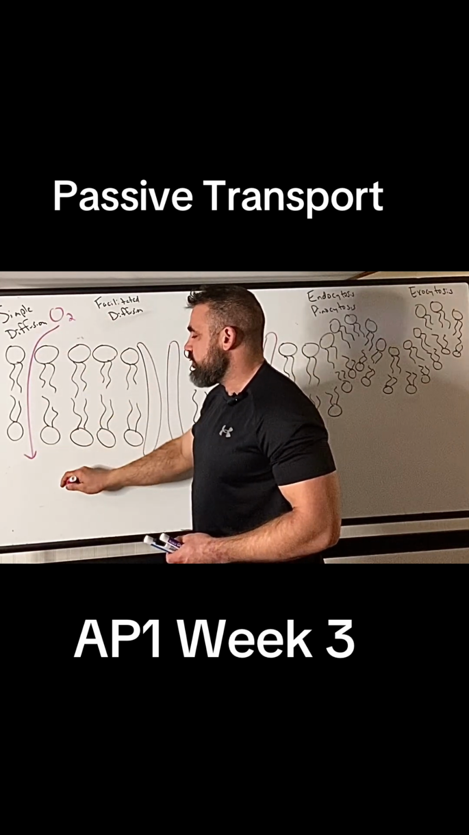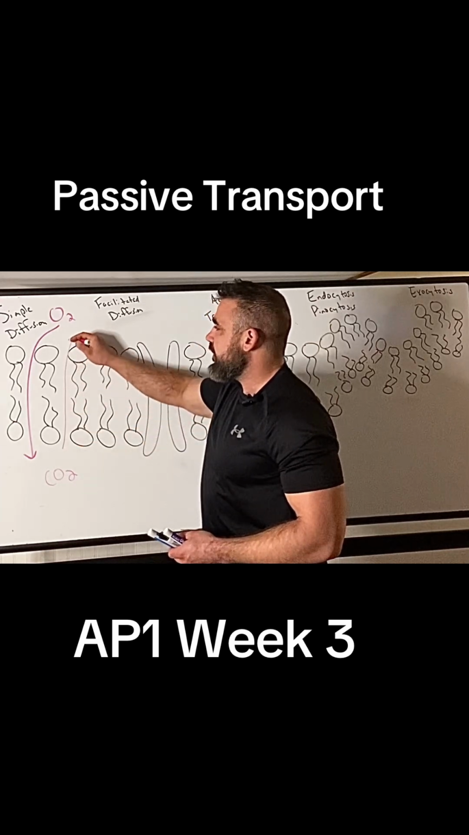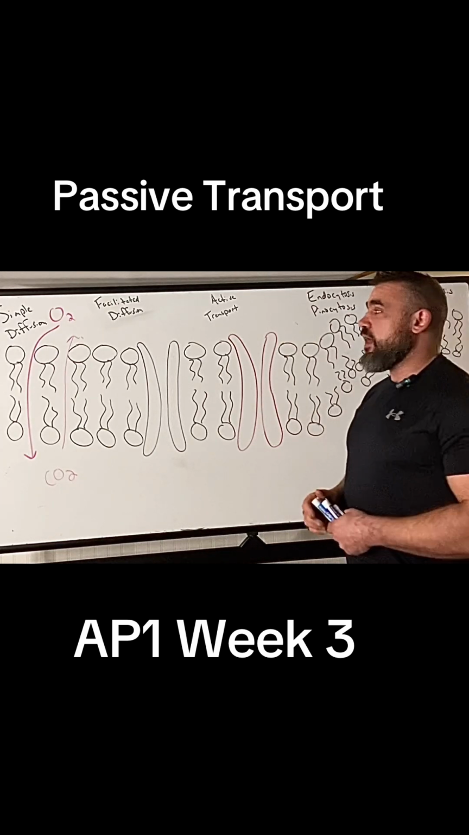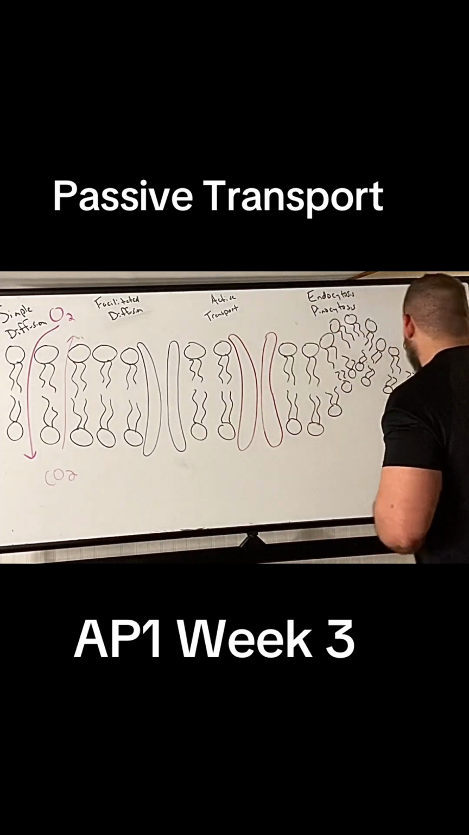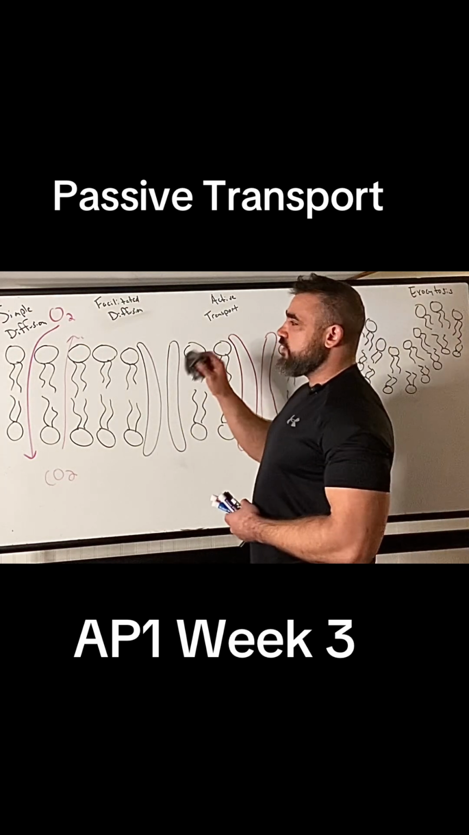And usually CO2 is generally moving the opposite direction, but it depends if you're in the tissues or the lungs. That's beyond the scope of this topic. Either way, they don't need a facilitator. They're moving from a high to a low concentration. Now, osmosis, well, we'll touch on osmosis in a second.